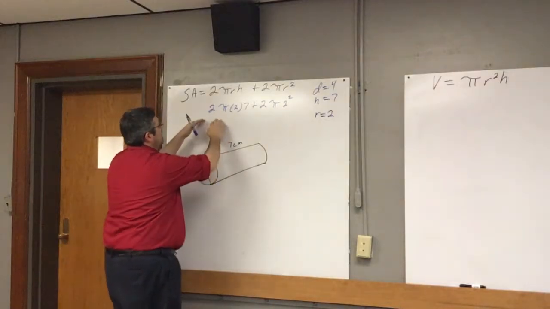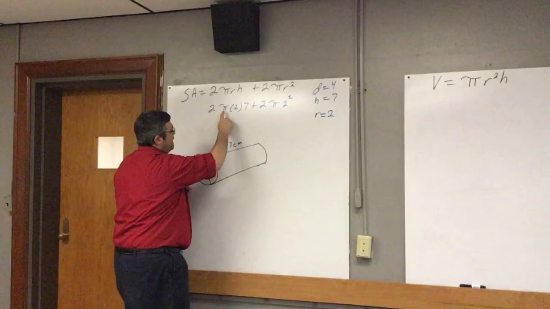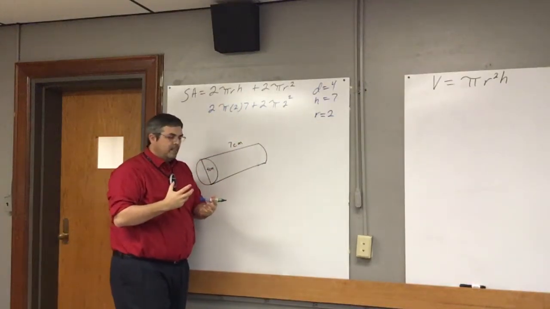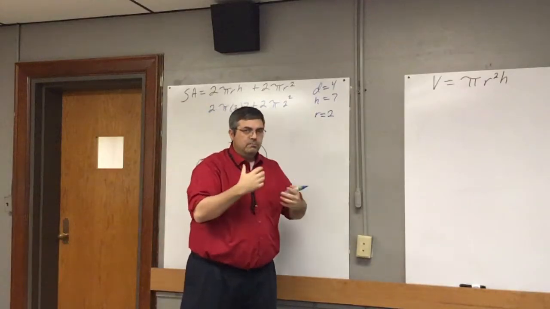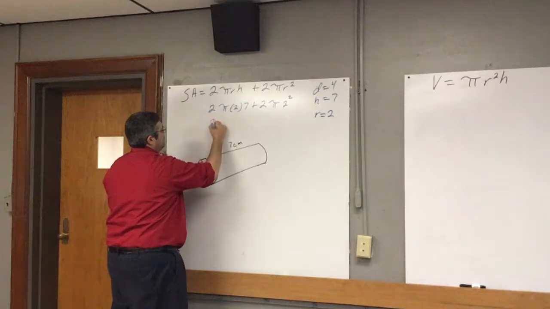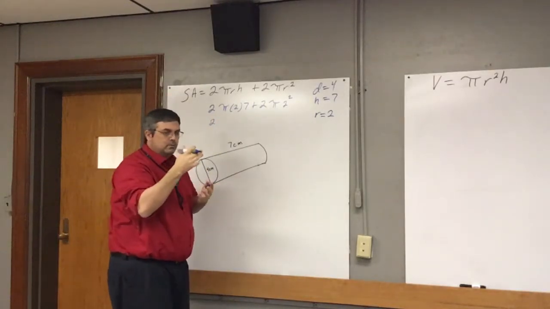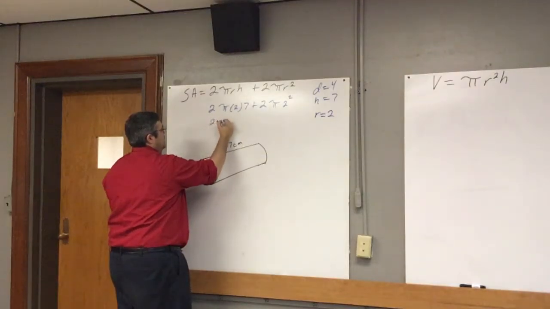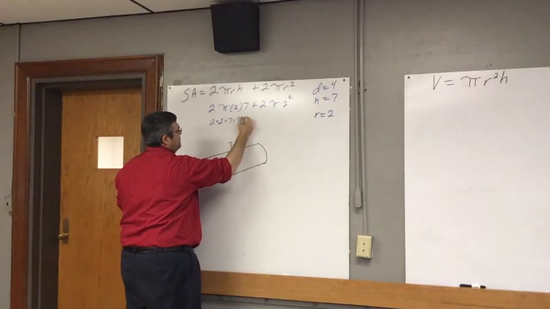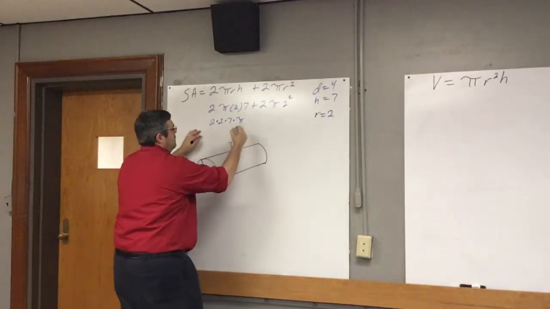All right, so here, remember, all of this is multiplication. 2 times pi times 2 times 7. And because it's all multiplication, now I can use my commutative and associative properties to rearrange my problem. All right, so let's do that. 2, and this time I'm going to actually put the little dot to show multiplication. 2 times 2 times 7 times pi. All right, that's all that is.